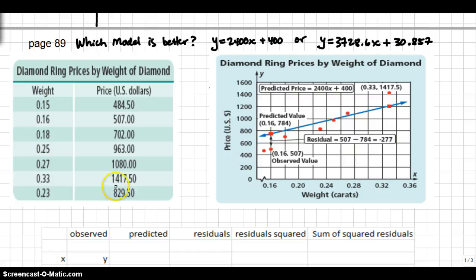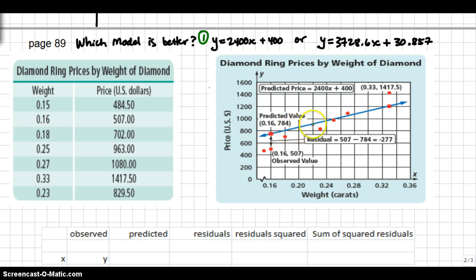Again, if we have our data and we graph it in a scatter plot, we see these red dots here. Those are all my data. And so they could potentially form a straight line or a linear situation. So we're going to utilize this first equation of 2400x plus 400 to see if that is an accurate model for the data. And that model has been graphed here in this picture.